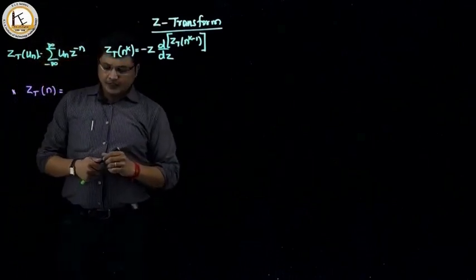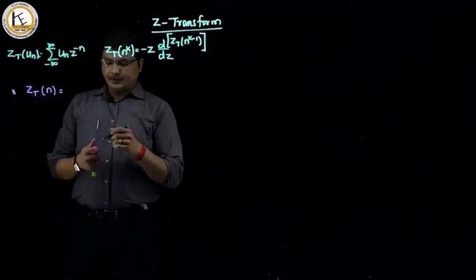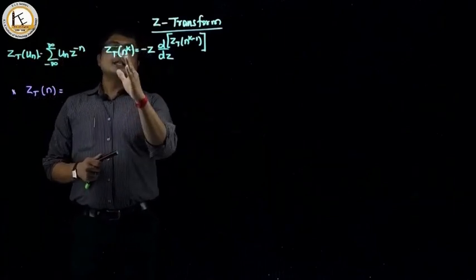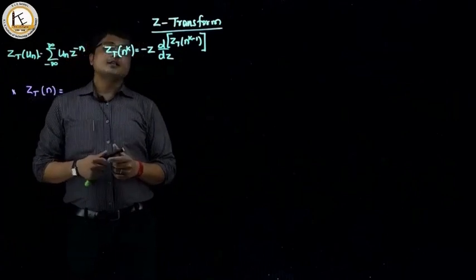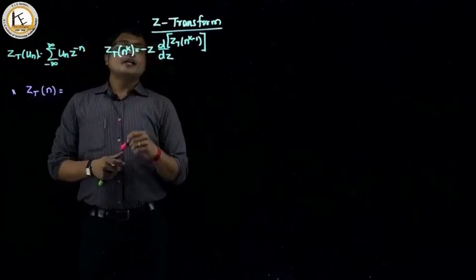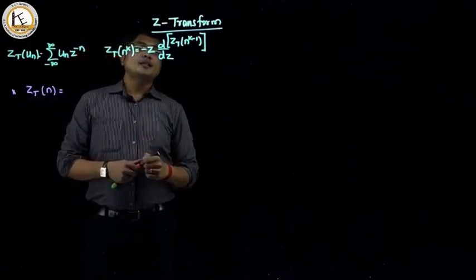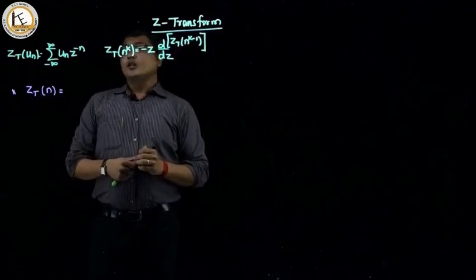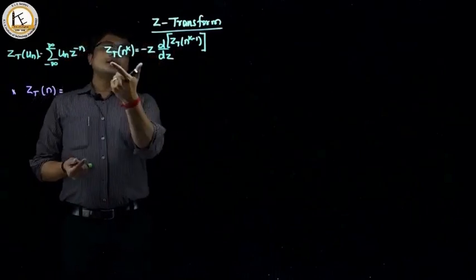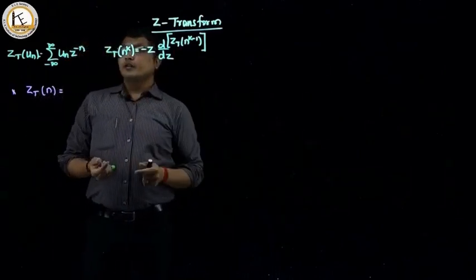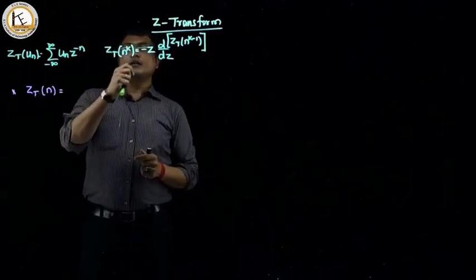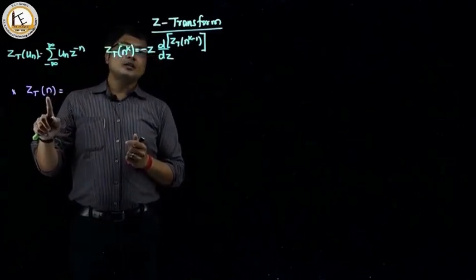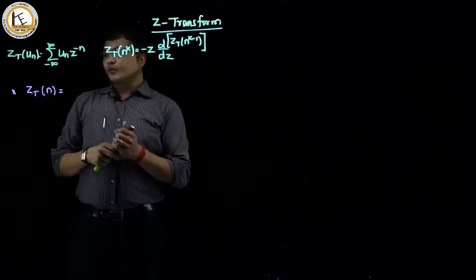So let us take the Z transform of n. Obviously the Z transform of n means we can compare this n with the n raised to k formula. We know the Z transform of n raised to k, which is a standard form, is equal to minus Z into d by dz of the Z transform of n raised to k minus 1. So we compare this n with this standard form, and we come to know that here the k value is 1.